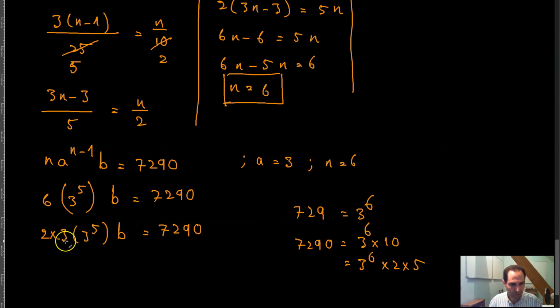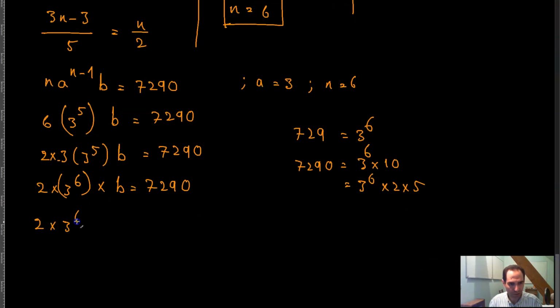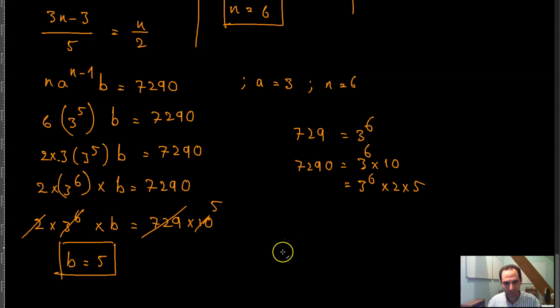I can put these two 3's together: 2 times 3 raised to the power 6, times b is equal to 7290. I can write 7290 as 729 times 10. And then this is the same thing as 729 here, so I can cancel these out and simplify, and that means that b is equal to 5, right? So that means a is equal to 3, b is equal to 5 and n is equal to 6. That is the answer there.